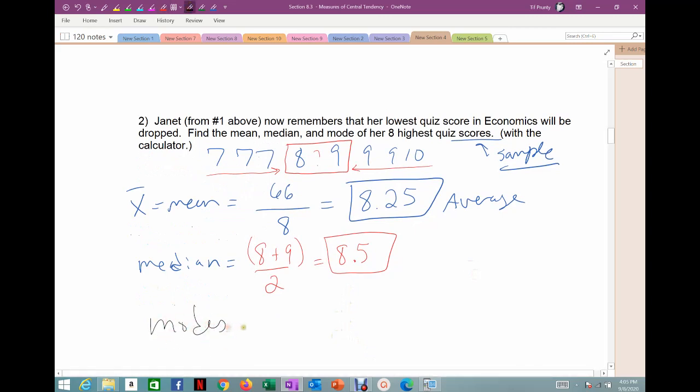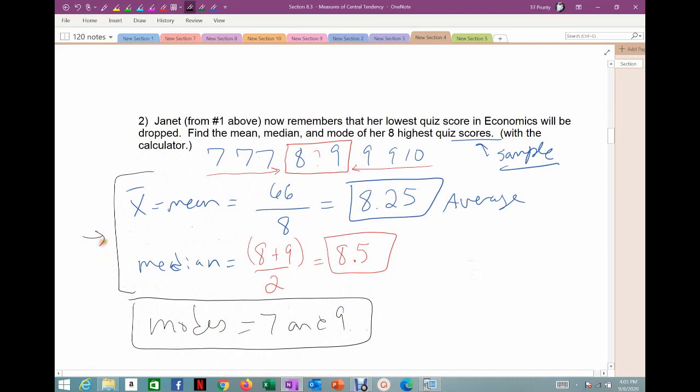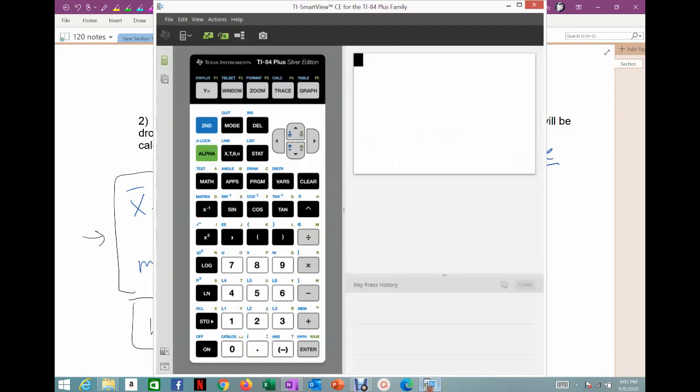Alright, that's her median. And then the mode. Mode didn't change. She's got modes 7 and 9. And you can't find this on the calculator. You can find the mean and median on the calculator. So how do you do that on the graphing calculator? Alright, so we're going to go to the graphing calculator.